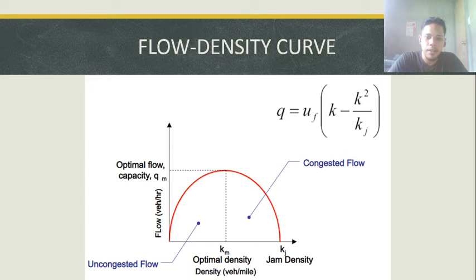So here's the other formula when dealing with the flow density curve. Q is equal to U, the free flow speed, times density minus density squared over jam density. So here Km is located at the midway, and the jam density is located at the end point.